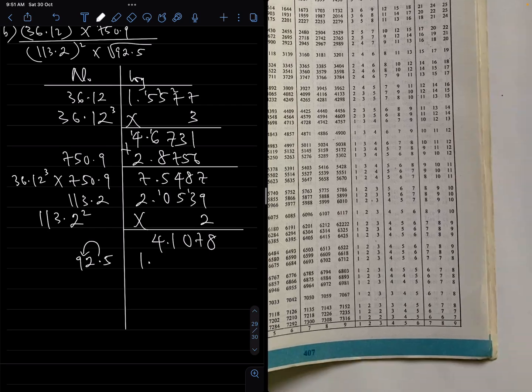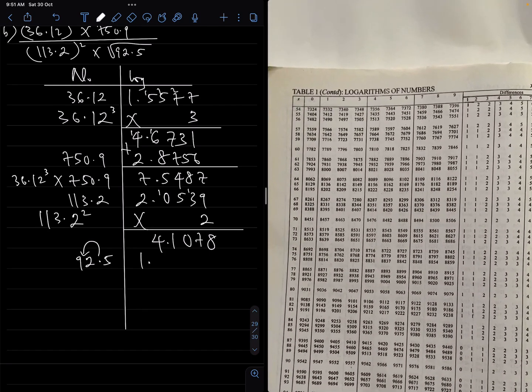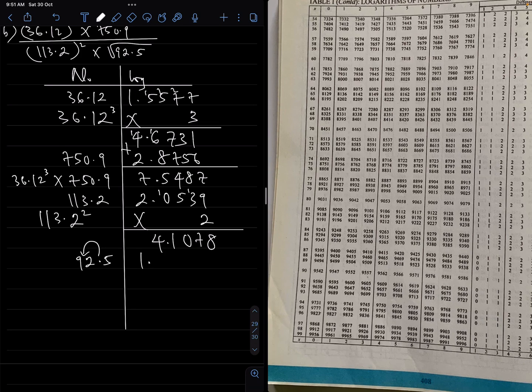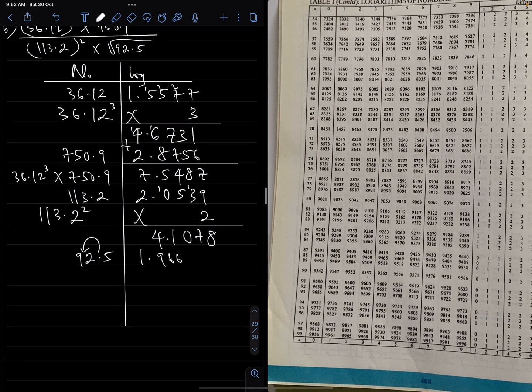So let's go 92.5. What would that be? Okay, logarithm of numbers. 92.5, under 5. 1.9661. Beautiful. There's no difference. Yes. So we just go straight to it. 1.9661.